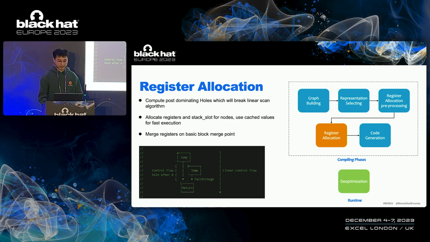In this stage, Maglev traverses all nodes in the graph and makes allocations. The allocation is based on the linear scan algorithm. The first step is to calculate post-dominating calls, which are points that break the assumption of linear scanning. Next, it allocates registers and stack slots, utilizing a cache for efficient allocation. It also merges states for register recycling.